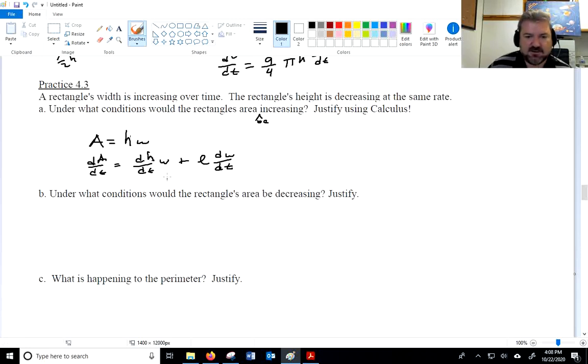Okay, so now that I've got that, we know dh/dt is decreasing and dw/dt is increasing. So under what conditions would the rectangle's area be increasing?